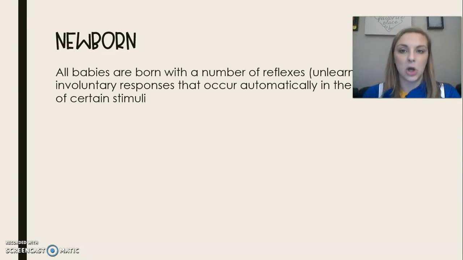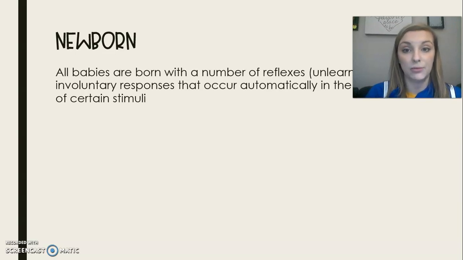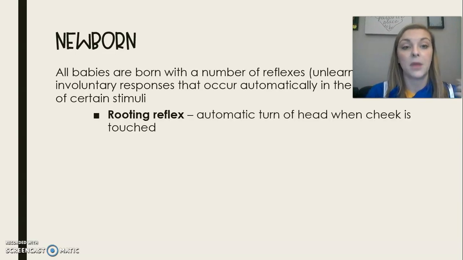Okay, newborn babies. All babies are born with a number of reflexes. These are unlearned, involuntary responses that occur automatically. Remember, reflexes, we said, happen with those interneurons. They don't go to the brain. It just happens automatically. So the reflexes that babies are born with, the rooting reflex is the baby will automatically turn their head when their cheek is touched.